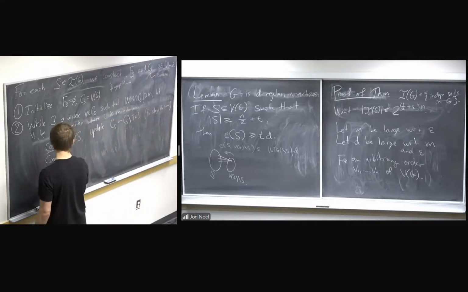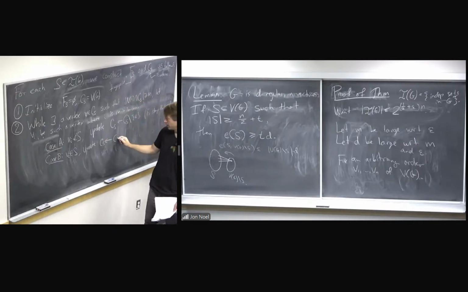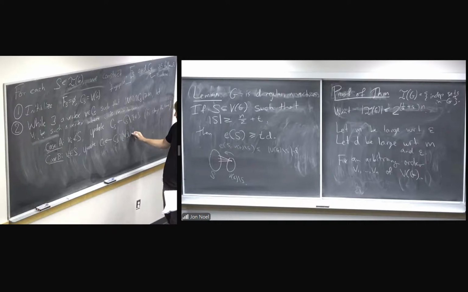Case B, VI is in S, and then we update CS to, so we remove VI, like we did before, and we also remove all of its neighbors. Well, all the neighbors that were in CS. And then we update FS. So we put VI into FS. So it goes into the fingerprint.